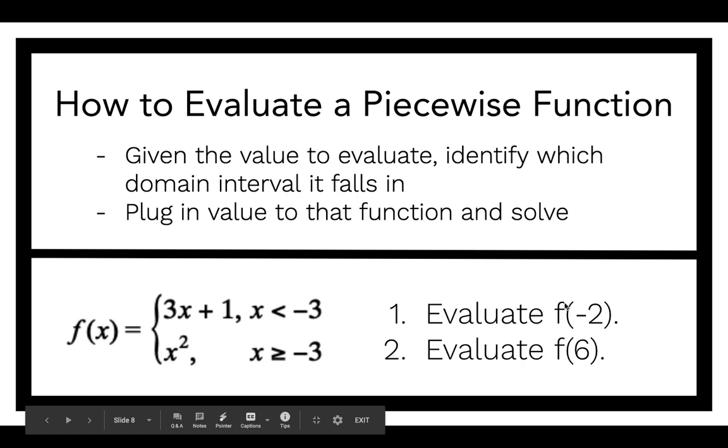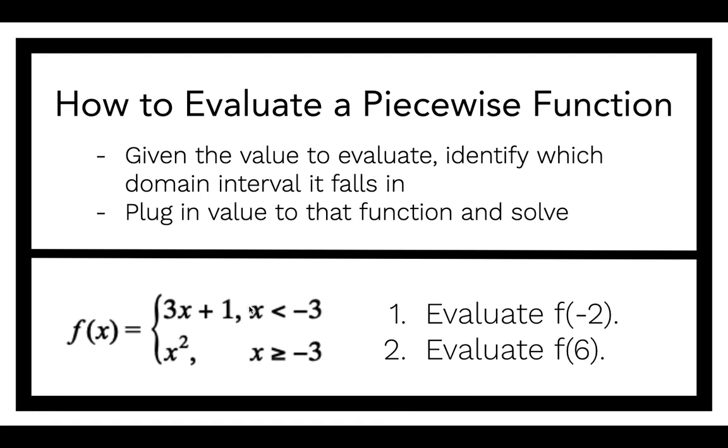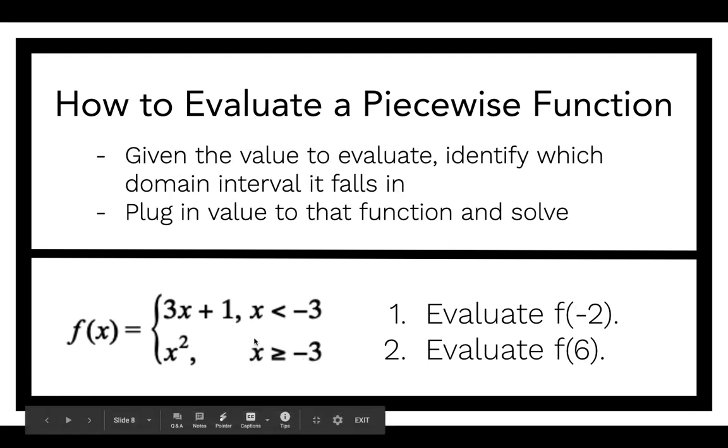So this wants f of -2. Is -2 less than -3, or is it greater than or equal to -3? This one is a little tricky to some of you. -2 is closer to 0 than -3 is, so it is technically greater than -3. So I'm going to take -2 and plug it into x squared. So -2 squared gives me 4.